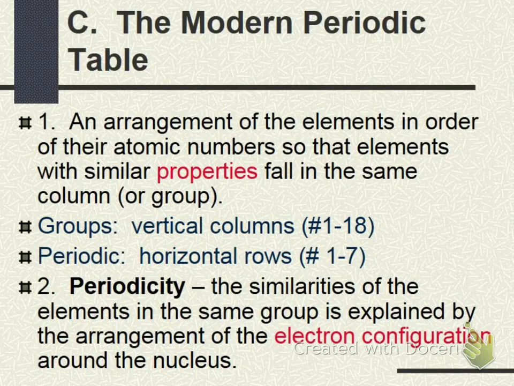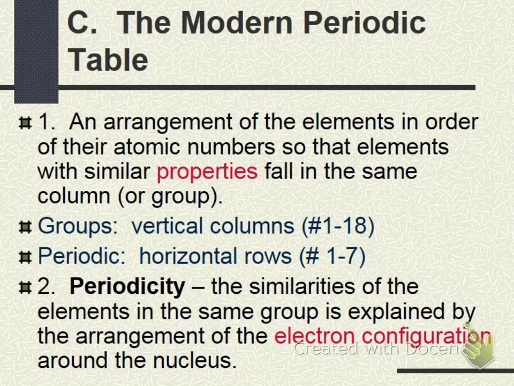So the modern periodic table and the way that it's arranged, okay? Of course, we said it's in order of atomic numbers, so that the elements with similar properties fall in the same columns, okay? Groups, of course, are vertical, up and down, okay? And you have groups 1 through 18.